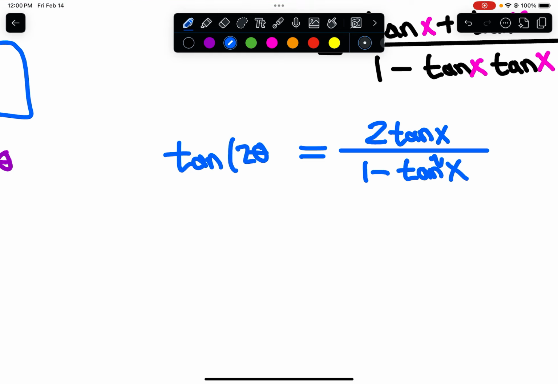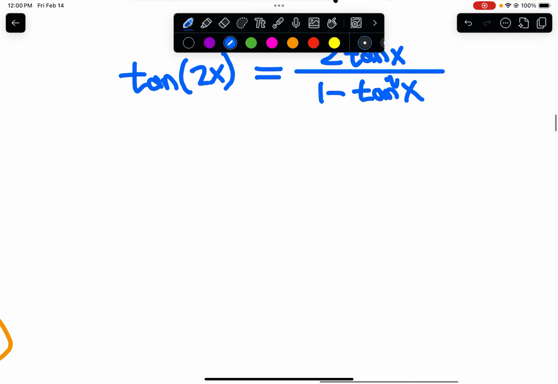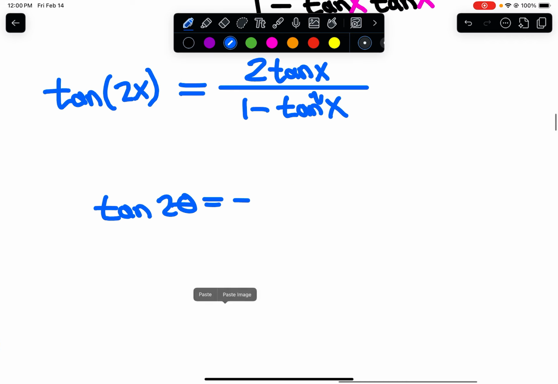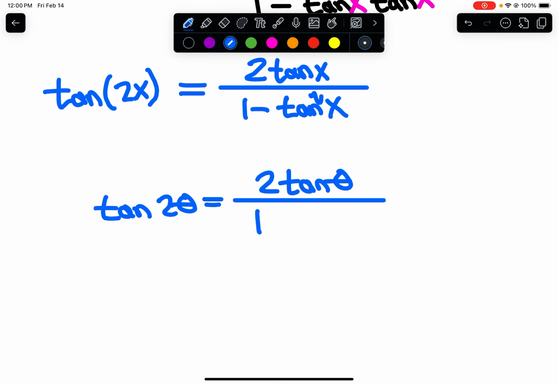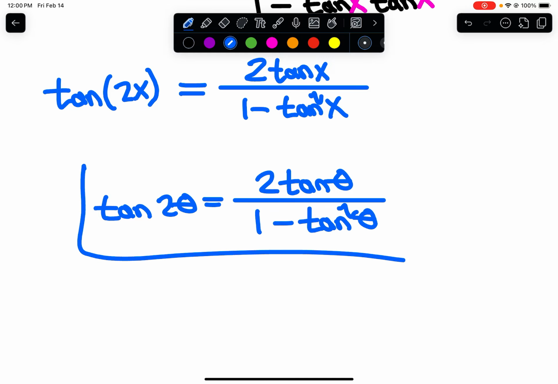So tangent, whoops, I did it again. So I could write it as 2x, or if I want to rewrite it as 2 theta, I'll do it down here. So I'll rewrite it as 2 theta. So then this here would be 2 tangent theta over 1 minus tangent squared theta. So then this would be your identity.